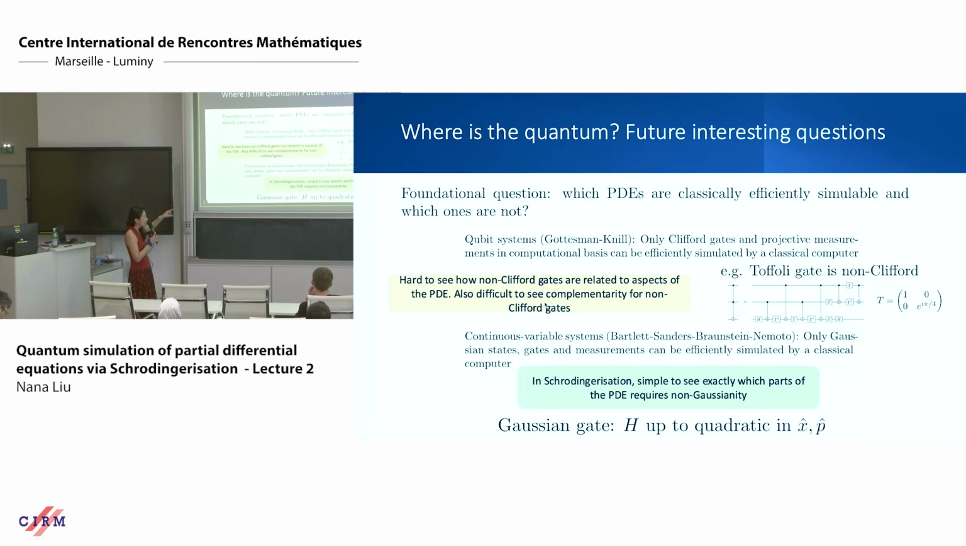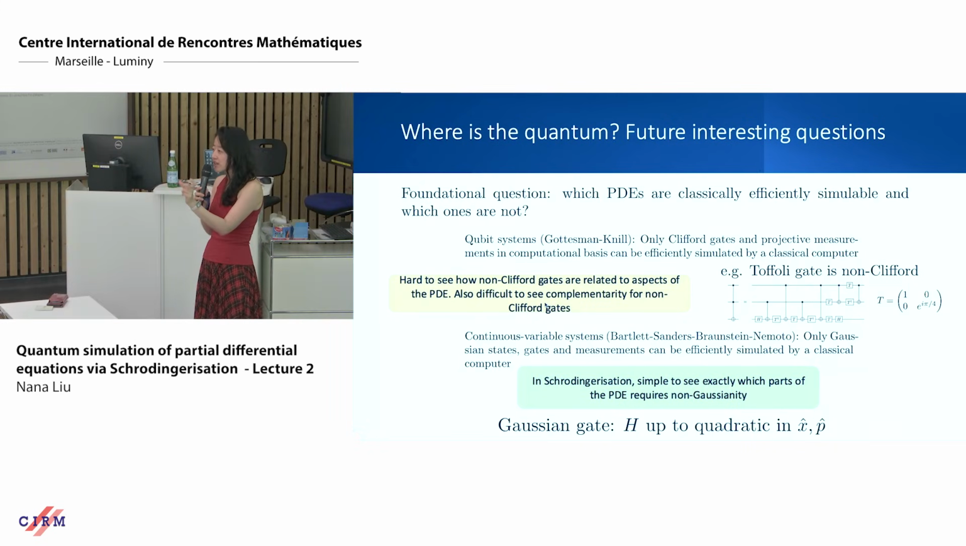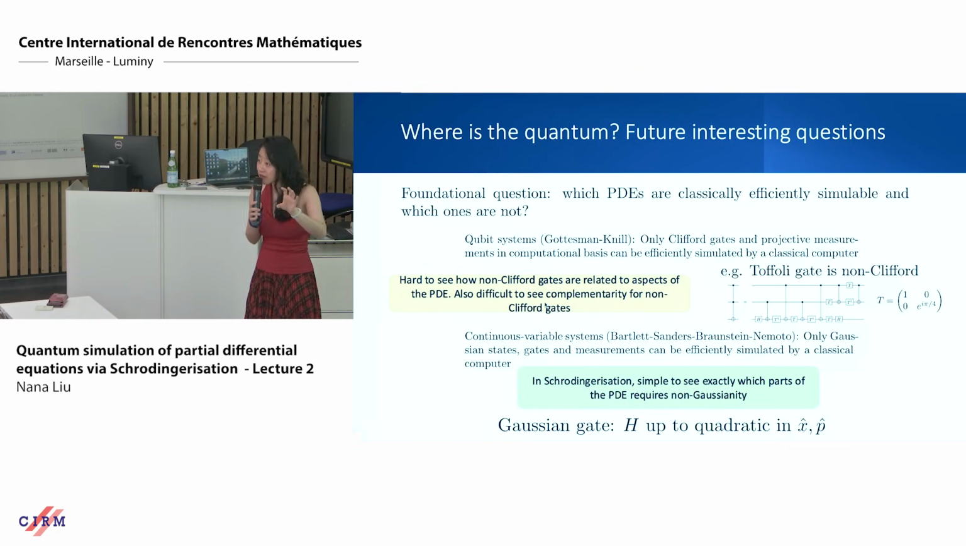And here with Schrödingerization, using the continuous variable way of looking at these things, we can see exactly which parts of the Hamiltonian require non-Gaussianity and which parts do not. Remember, x goes to x hat, derivative goes to i p hat. So you can go backward and match exactly what are the hard parts of the Hamiltonian to what are the hard parts of the original PDE.